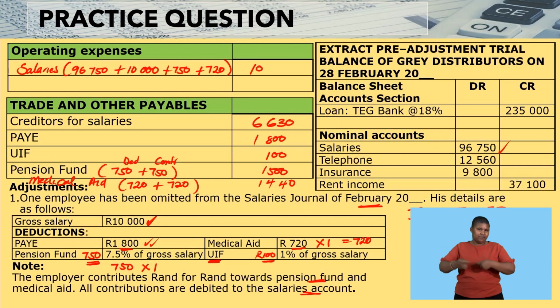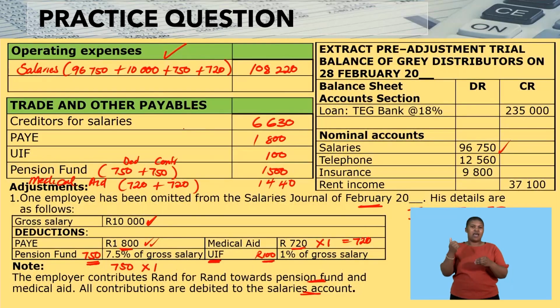Then I'll end up with 108,220. This is how you would do the salaries adjustment when an employee has been omitted from the salaries journal. When we prepare our statement of comprehensive income, we record it under operating expenses. But remember, that adjustment also affects your statement of financial position, and it goes to trade and other payables.